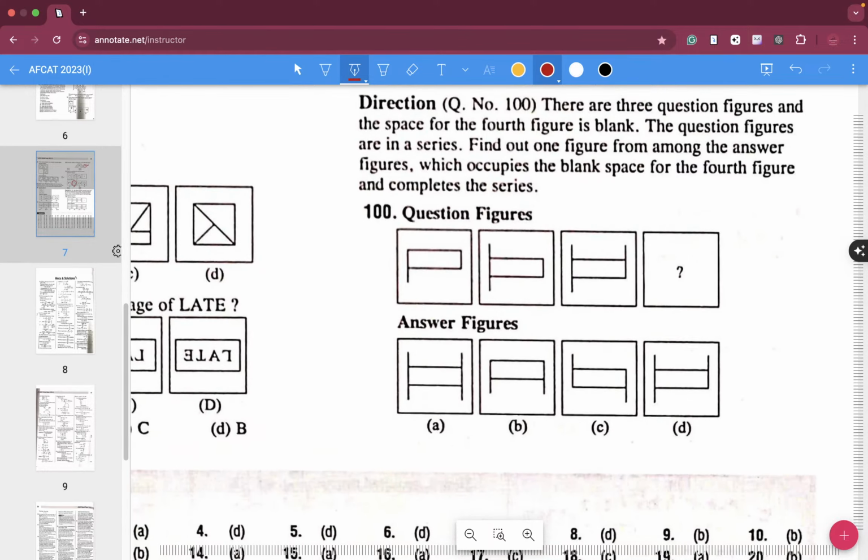All right. Which one will come next in the series? Question number 100. What do you think will come next in the series, folks? So you see 1, then 2, then over here it is 3. Then obviously there's going to be a 4 of it for question number 100. You will go ahead with A as an answer.